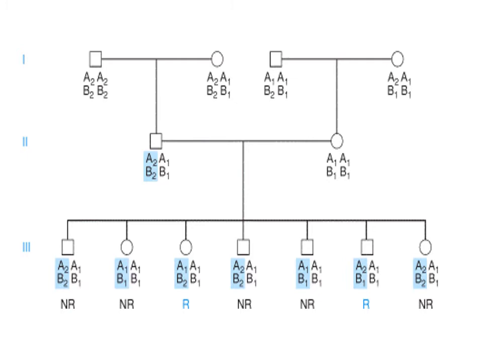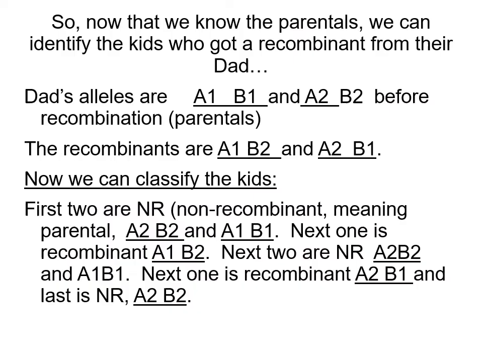Here's our same pedigree again. I'm just going to reiterate what I just said. Because we know what the alleles are, we know that his alleles A1B1 and A2B2 are the parentals. The recombinants are A1B2 and A2B1. So if we look at the kids, we can classify them according to whether they have one of the dad's parentals, which is A2B2 or A1B1, or recombinant. So that's a simple matter to do, assuming you know what the original arrangement was.